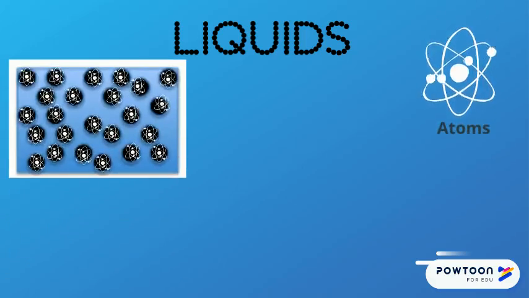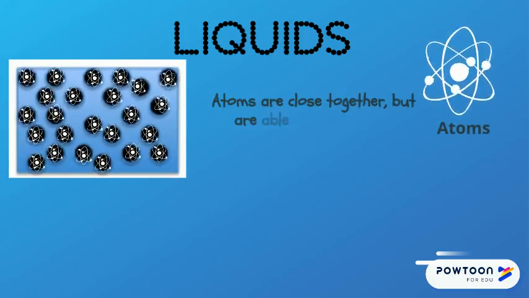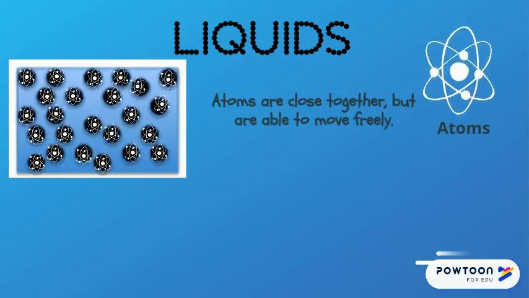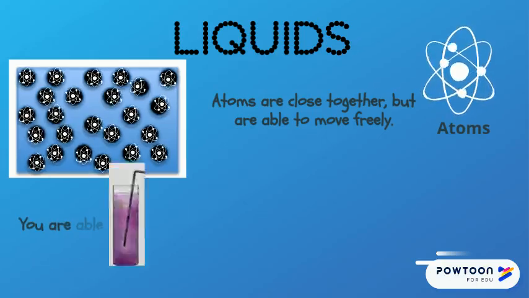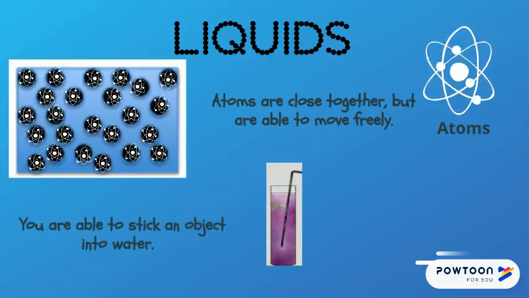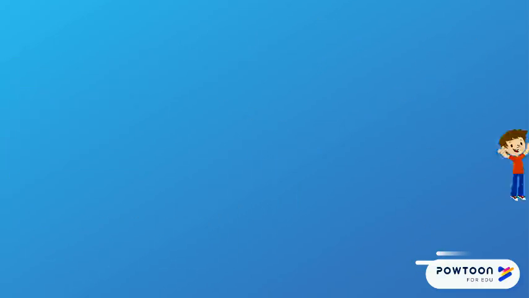Now let's consider what the atoms in a liquid are doing. The atoms in a liquid are still close together, but they're able to move about freely. Because the forces between the atoms are not so strong, you're able to do things like stick a straw into a glass of water or swim in a swimming pool.